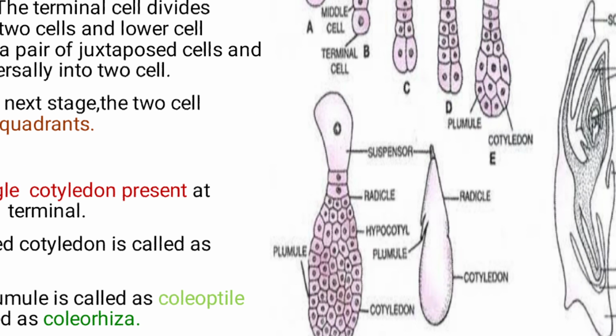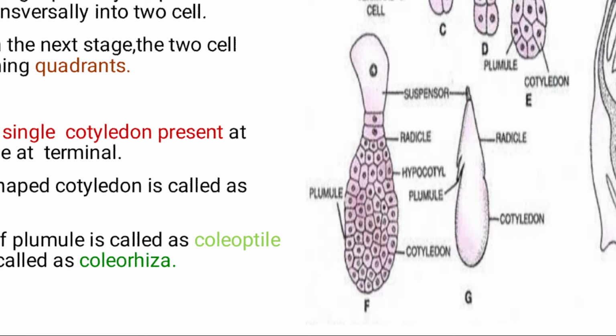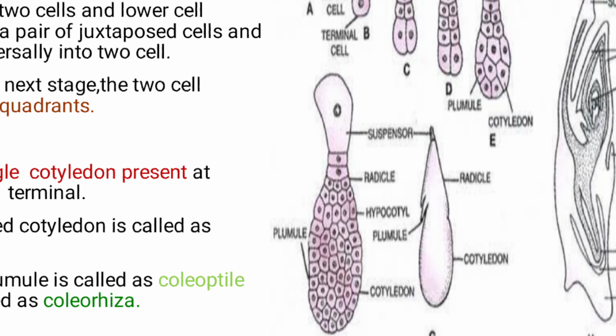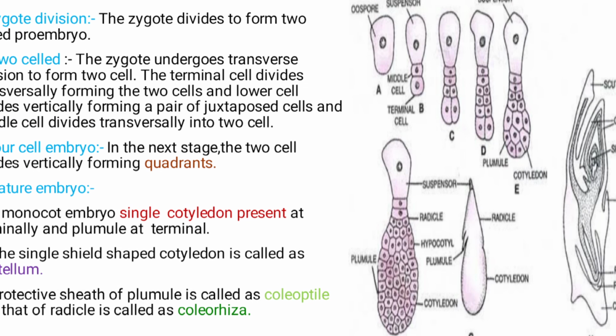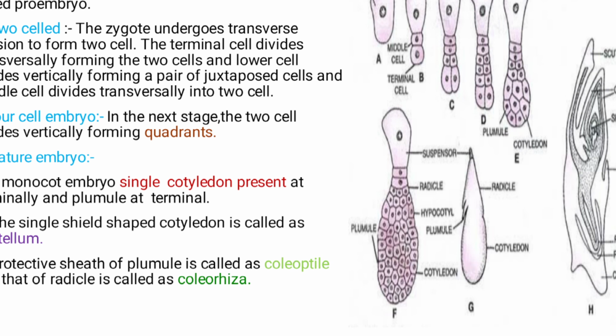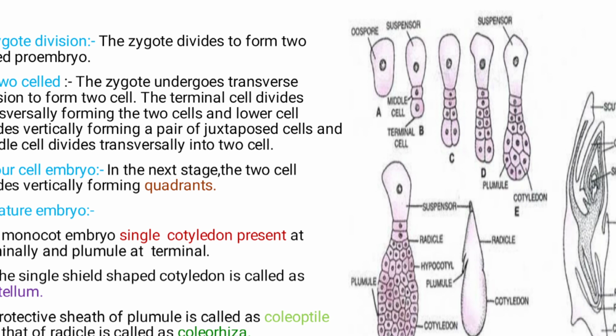In monocot embryo only one cotyledon is present, in terminal position, and the plumule is lateral. The single shield. Now we have to see the mature embryo. Here is the scutellum, which we do not call a cotyledon, it is a scutellum. This one is the coleoptile. What is coleoptile? The protective sheath of the plumule is called coleoptile, and that of the radicle is called coleorhiza. Coleorhiza forms the root and coleoptile forms the shoot. But in monocot we have to say coleoptile and coleorhiza. Epiblast represents the rudiment of the second cotyledon.